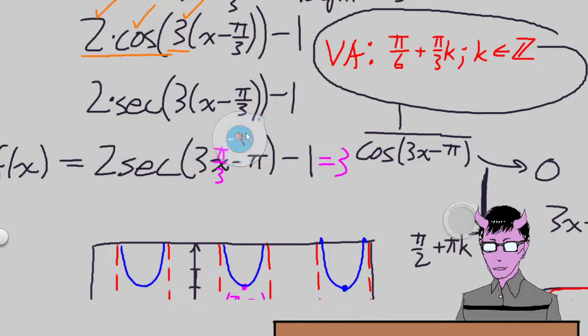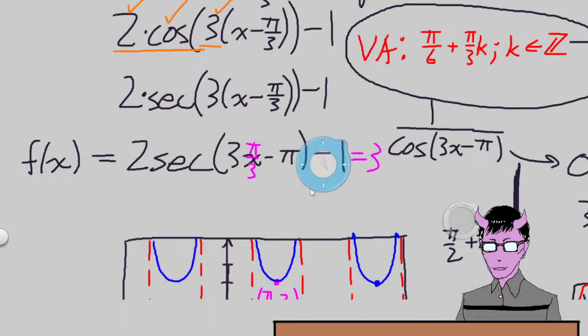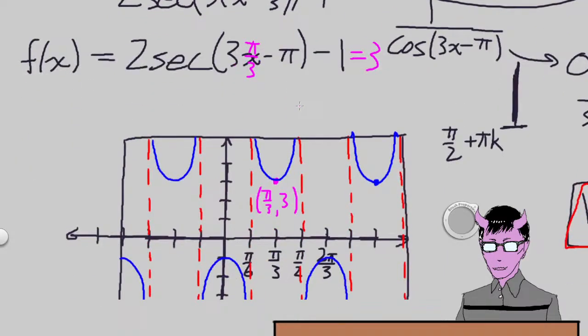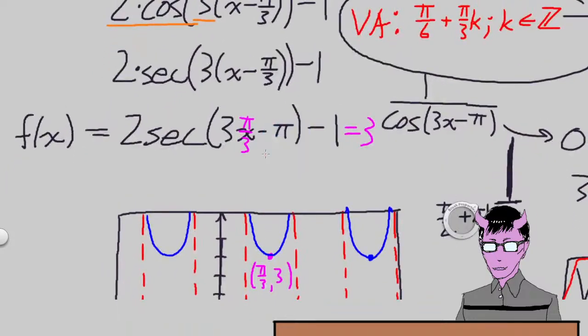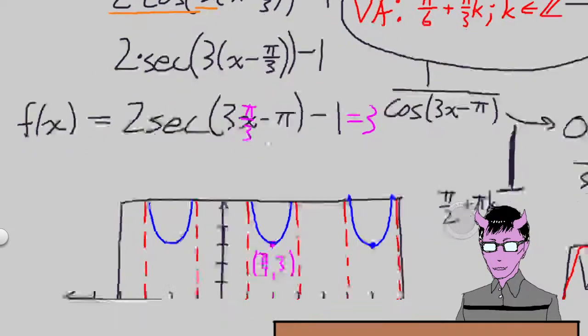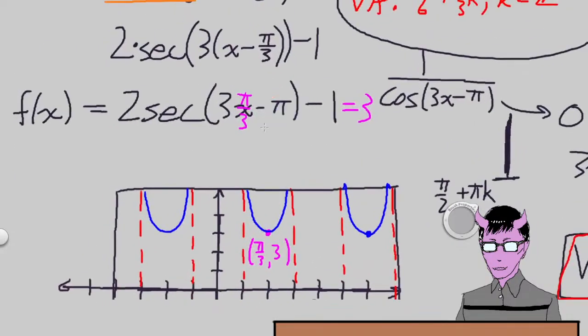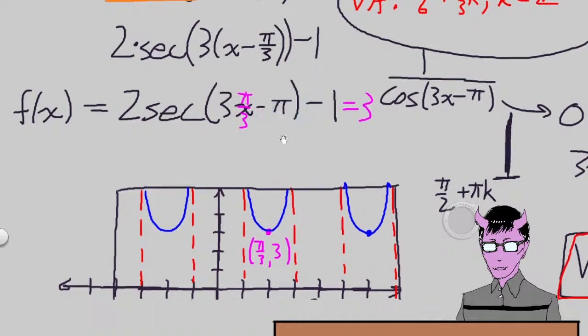Wait, something seems wrong here. Uh-oh. Maybe something was shifted incorrectly. Let me think. So again, pi over 3 is the test point. Pi over 3 times 3 is pi. Pi minus pi is 0. And then... Oh, we didn't shift it downward by one space.